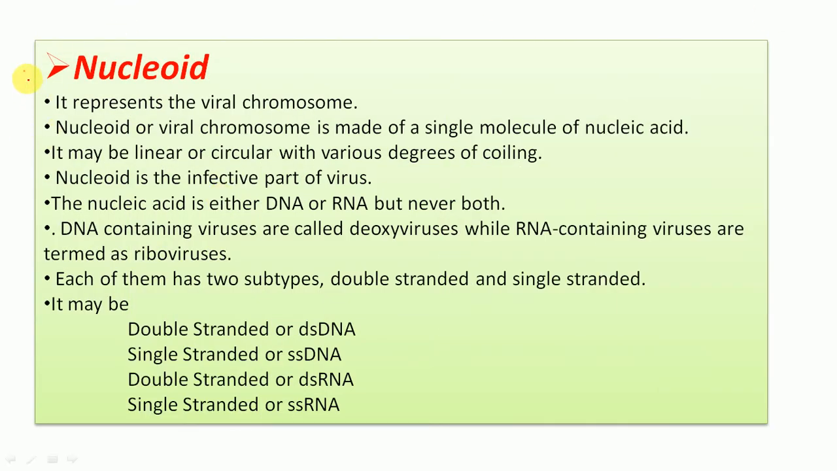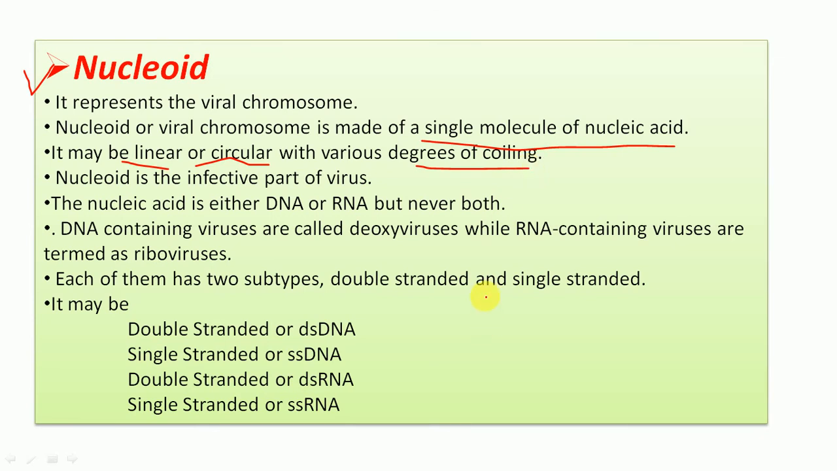So now come to the first structure, that is the nucleoid. It is the main genetic material of the virus, okay, and this part is the only infective part of the virus. Another thing, this nucleoid, or say the viral chromosome, can be made up of a single molecule of nucleic acid, and it may be in linear form or circular, or sometimes it has certain coiling, okay.